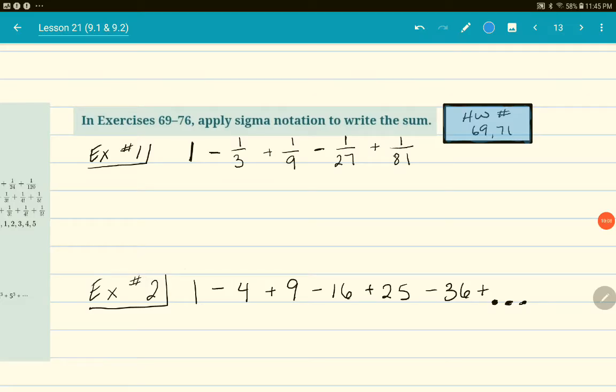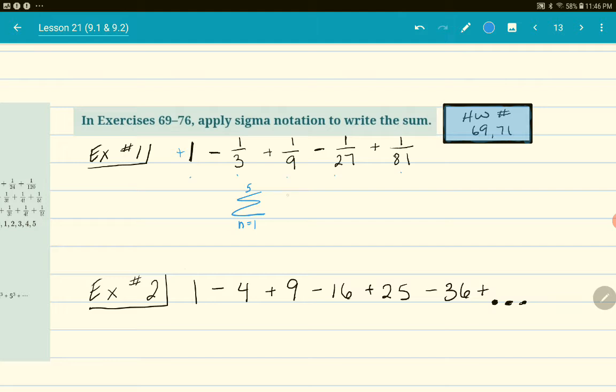Okay, so for this one, we actually have an alternating positive, negative, positive, negative. So I'm going to have a sum. Let's see, I have 1, 2, 3, 4, 5 terms. So let's try going from, I don't know, n equals 1 to 5, and let's see if that works. I want my first term to be positive and my second term to be negative.